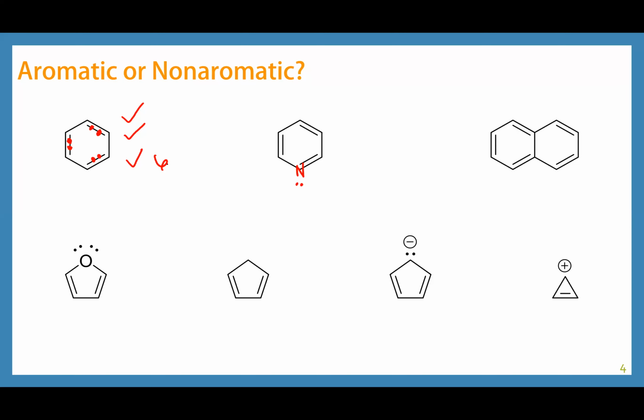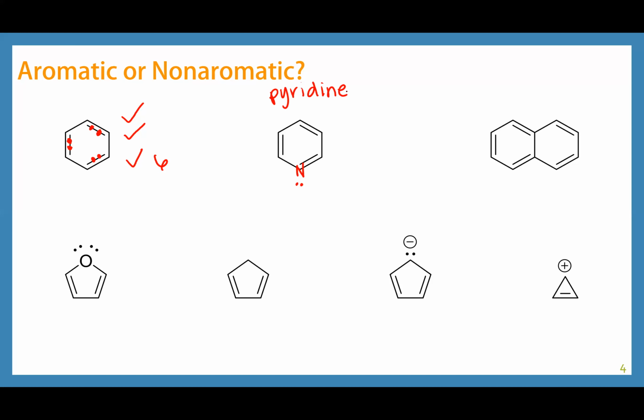Let's look at pyridine. So this is pyridine. You've seen this compound before. It's part of the formula for PCC. Do all of the atoms have an unhybridized p orbital in the cyclic arrangement?